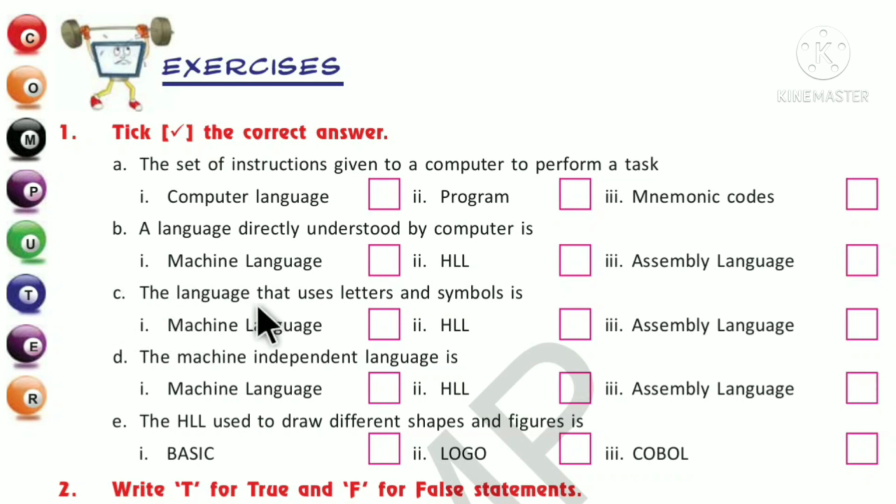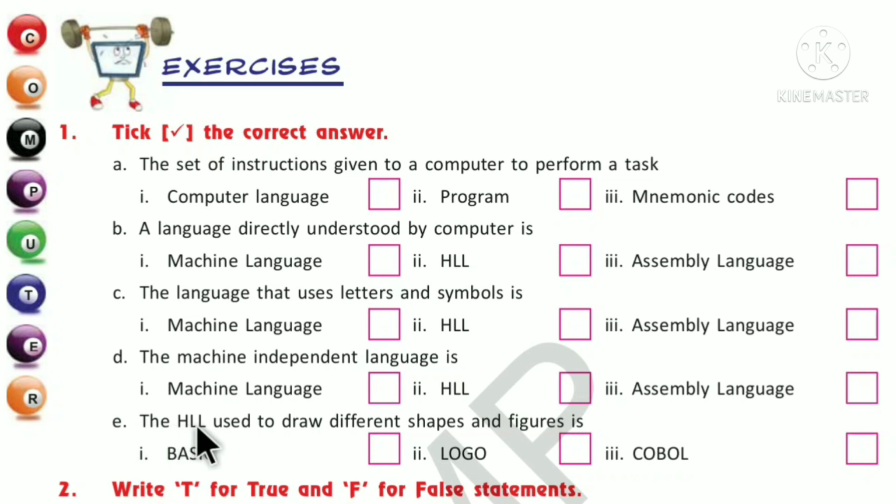C. The language that uses letters and symbols is machine language, HLL, assembly language. That is assembly language. Tick here. D. The machine independent language is machine language, HLL, assembly language. That is HLL. Tick here.